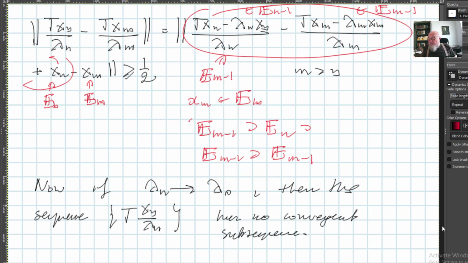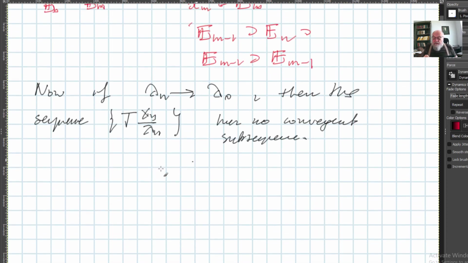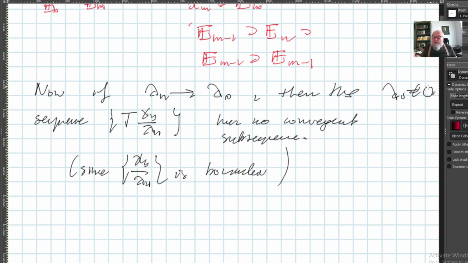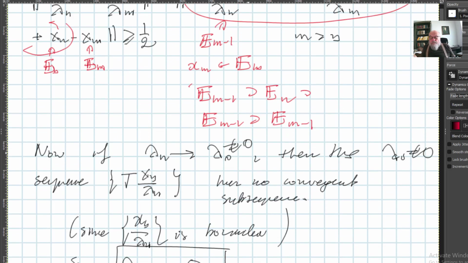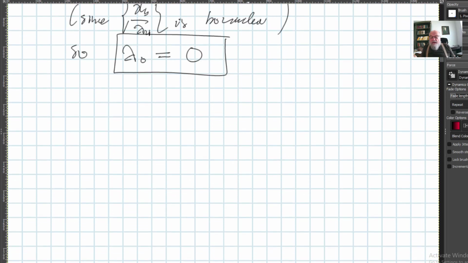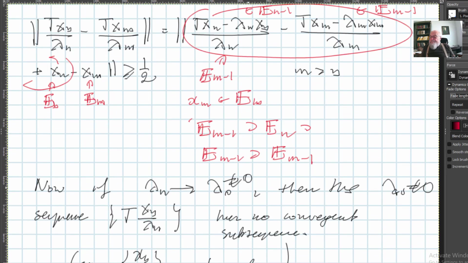Why? Because this is a bounded sequence, since xn over lambda n is bounded. Since we are getting a contradiction, lambda 0 not equal to 0 is impossible, notice. So lambda 0 must be equal to 0. If lambda 0 is not equal to 0, then that sequence cannot have a convergent subsequence.